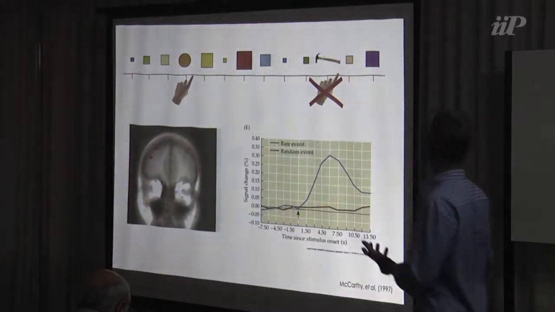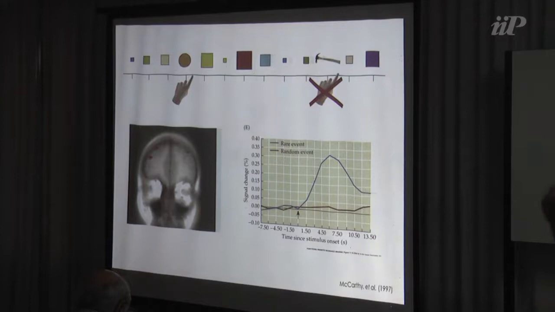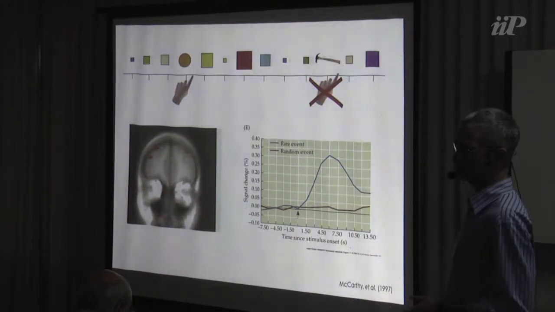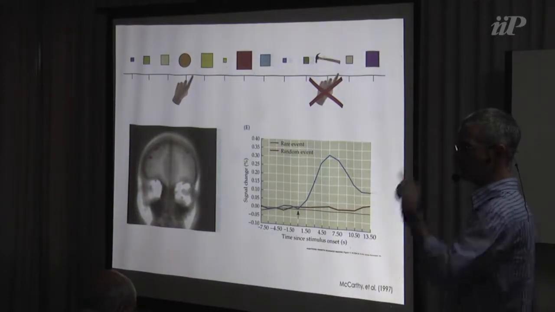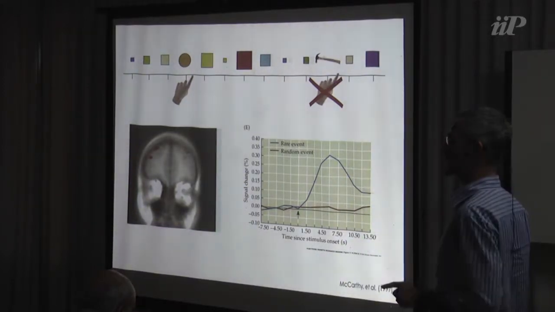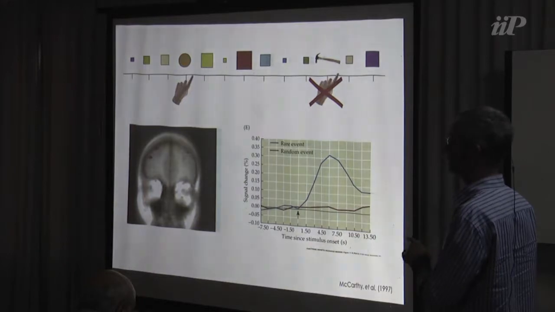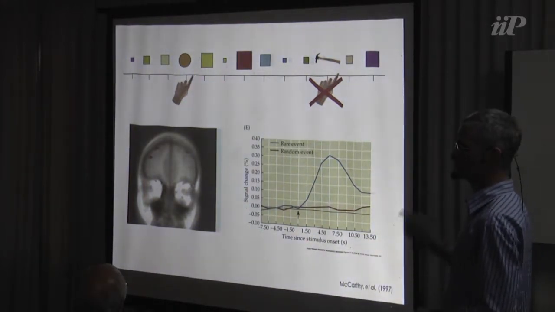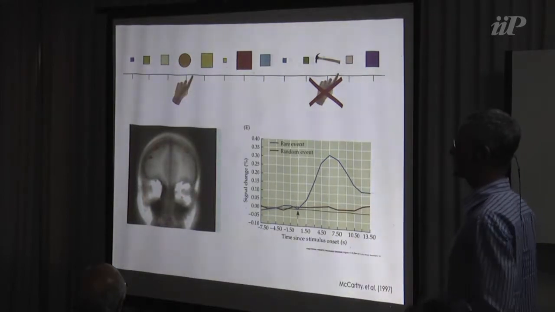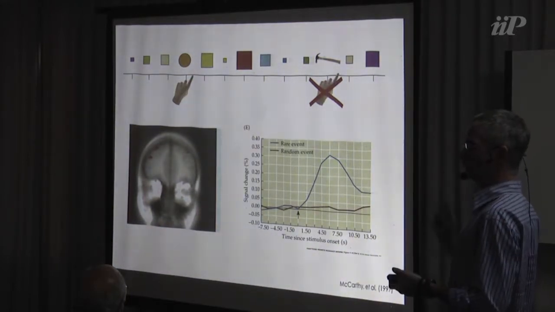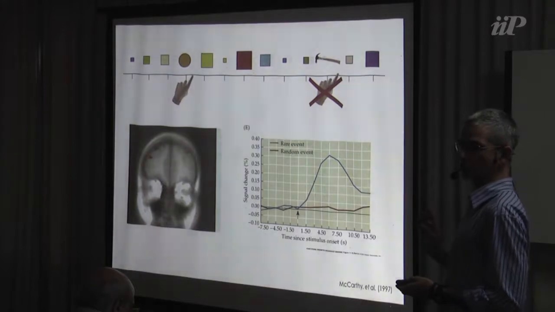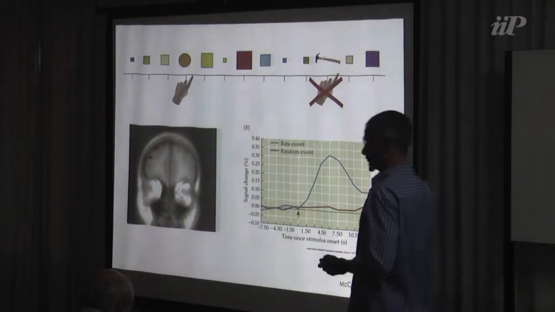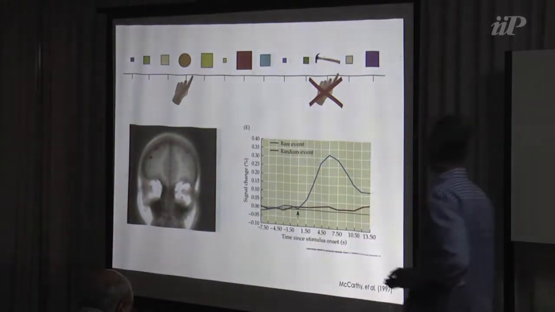So the idea is very simple. You keep pushing a button every time something appears on the screen. As soon as you see something on the screen, you push the button, unless what shows up is not a geometric figure. So you push, push, push, push, push, push, push, and then all of a sudden a hammer shows up. So you should not push. You have to control the impulsiveness of pressing the button.